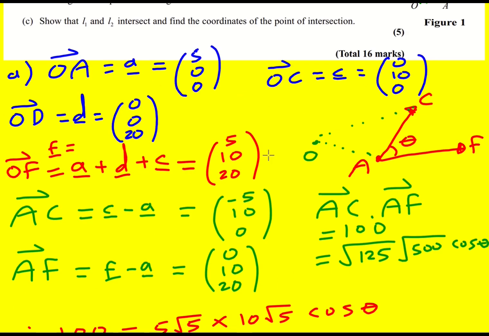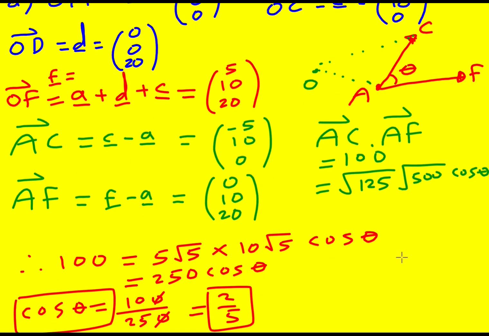Okay, so that wasn't too bad, just a little bit of writing different vectors using the dot product. And we've managed to get the angle CAF.